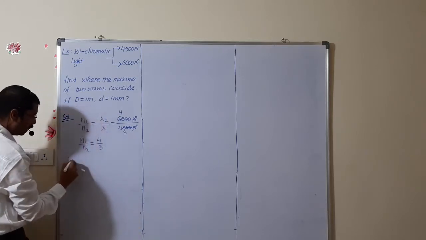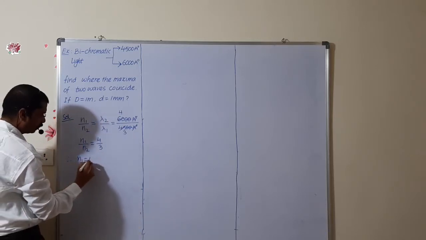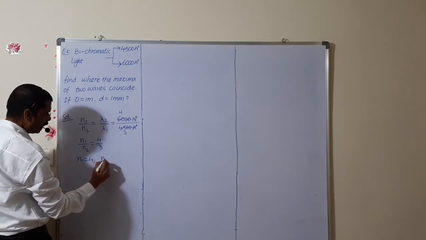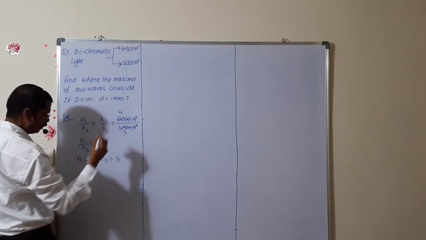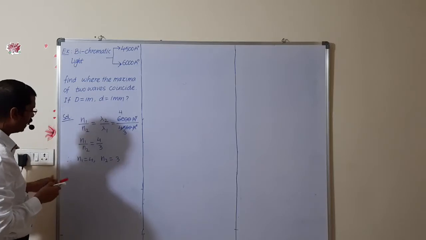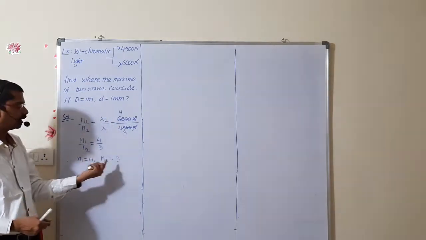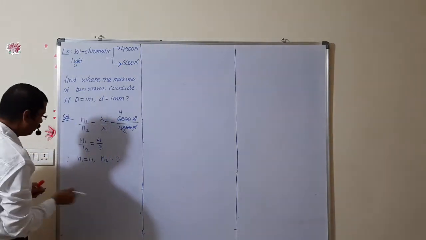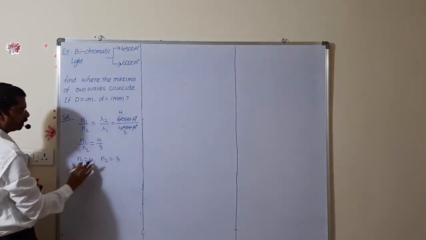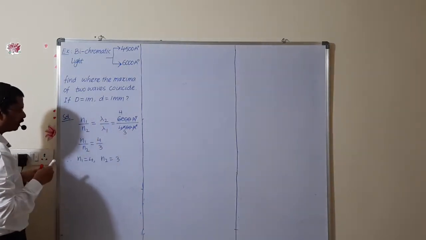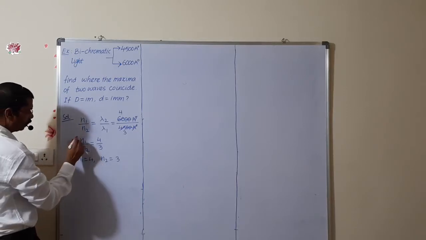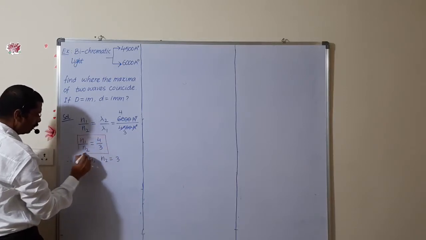Here, what is the value? n1 is equal to 4 and n2 is equal to 3. Here the waves coincide: the fourth bright fringe and the third bright fringe will coincide. Now we will check whether the values coincide or not. That means the answer is 4 by 3.